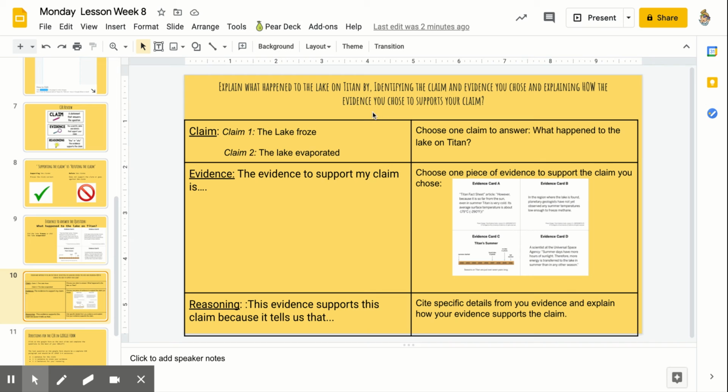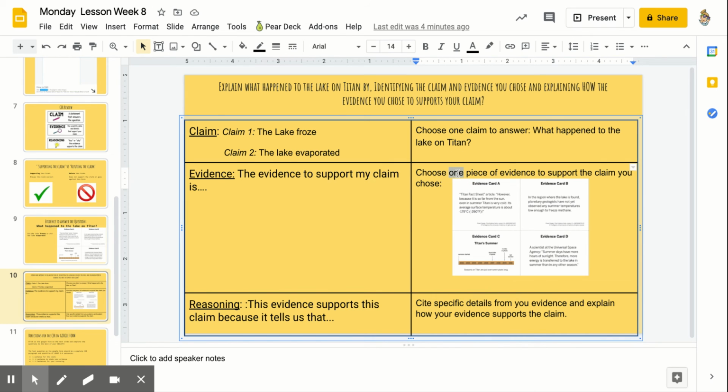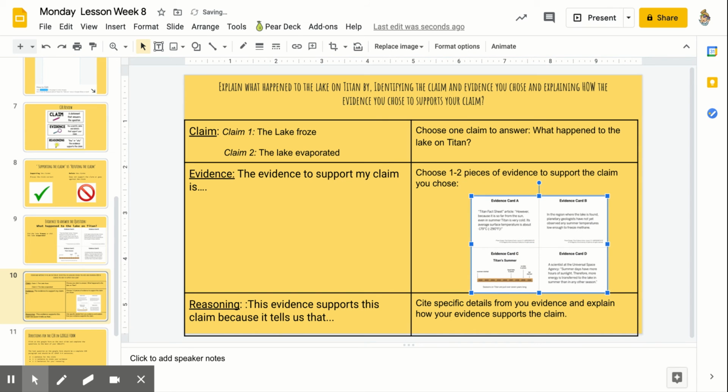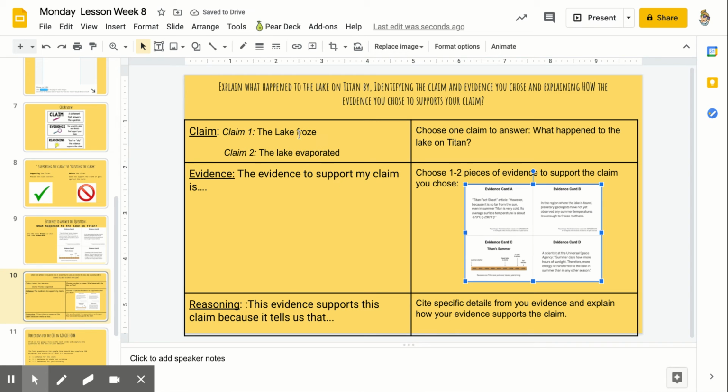As you write your CER, you are going to explain what happened to the lake on Titan by identifying the claim you think is true based on the evidence. You can say that the lake froze or that the lake evaporated. You have to choose one claim to answer the question. Then you have your evidence. So choose 1 to 2 pieces of evidence that support the claim that you chose.